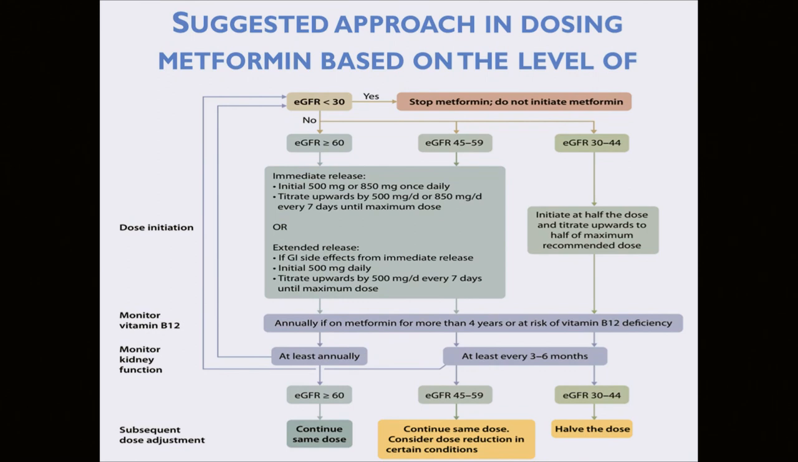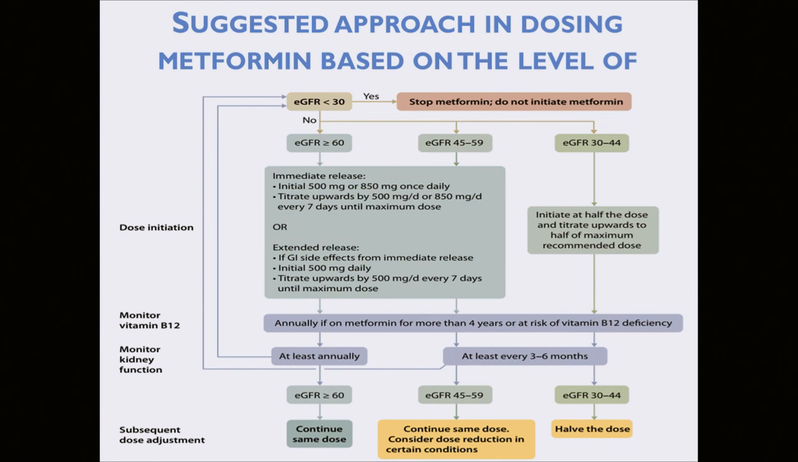This slide shows how to start metformin and how to monitor when a patient is on metformin. Metformin can be started when eGFR is above 30 or more. Dose in a patient with CKD, when GFR is 30 to 44, and in some patients with a GFR 45 to 59, the dose is 1 gram. When GFR is above 60, the dose is 2 to 2.5 gram per day.